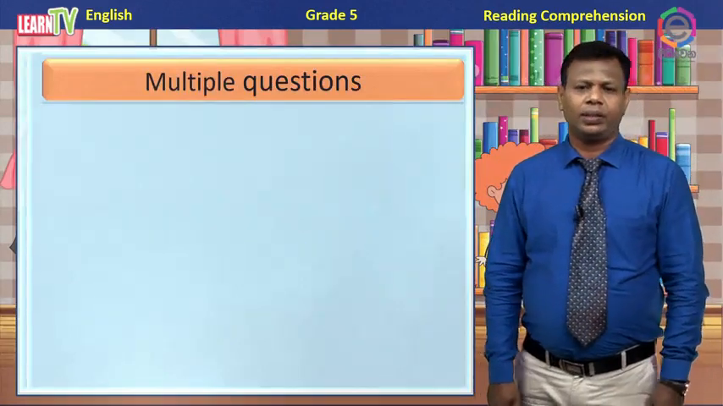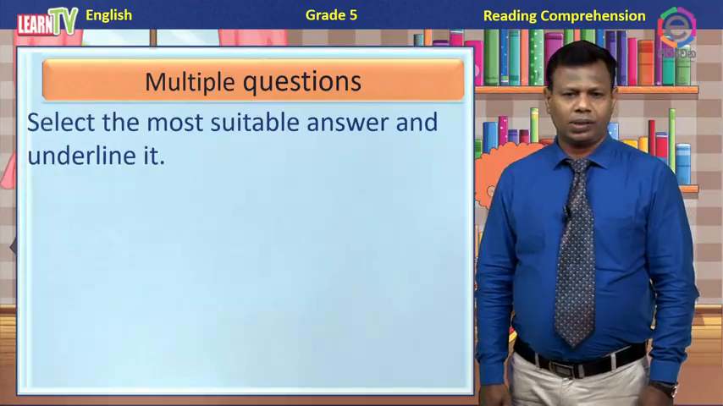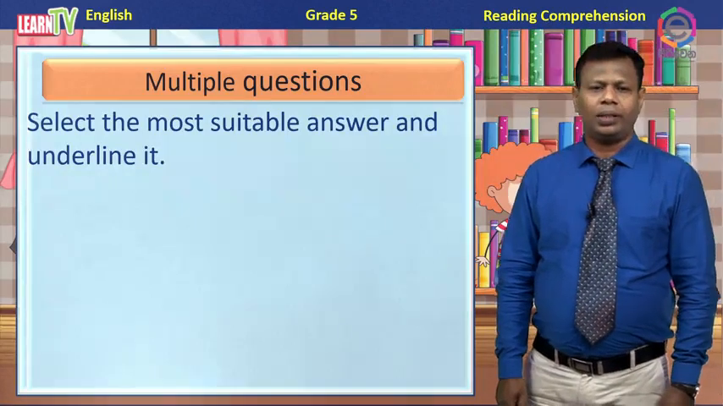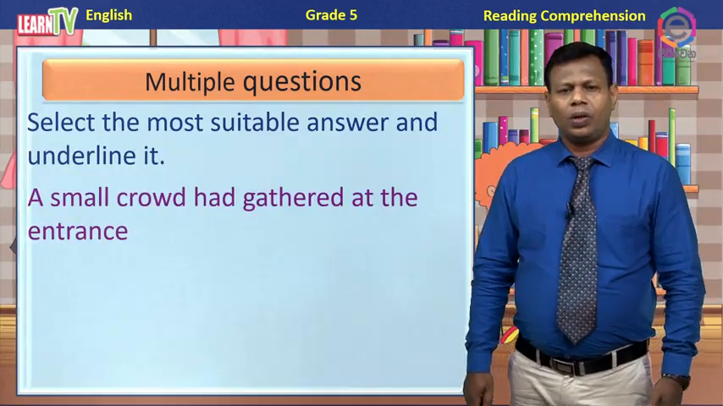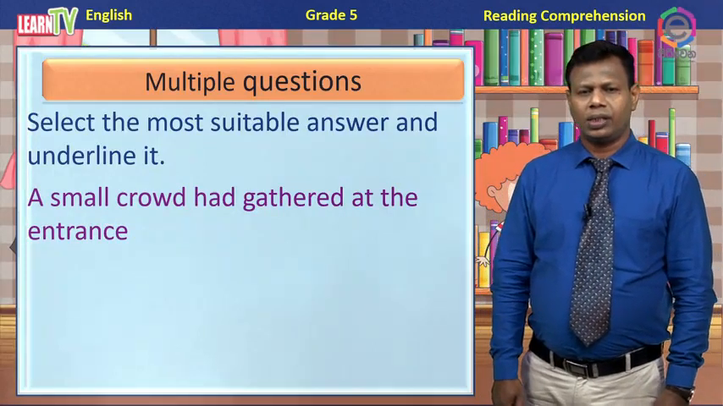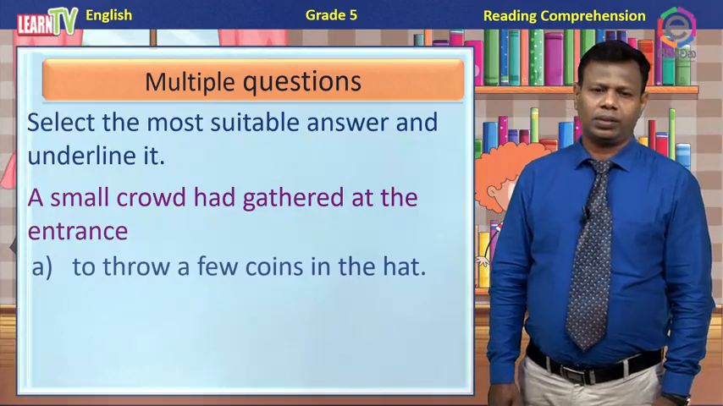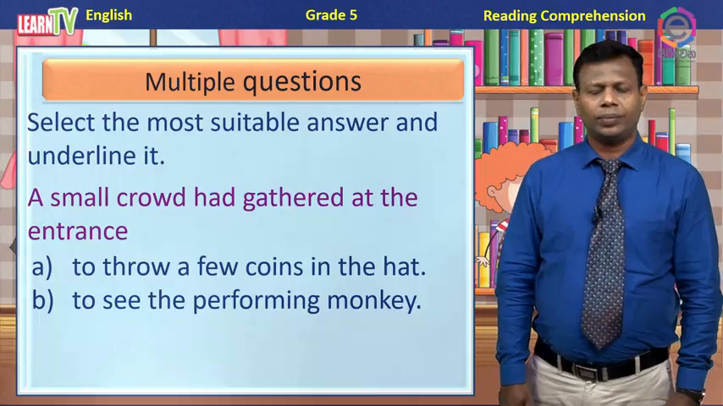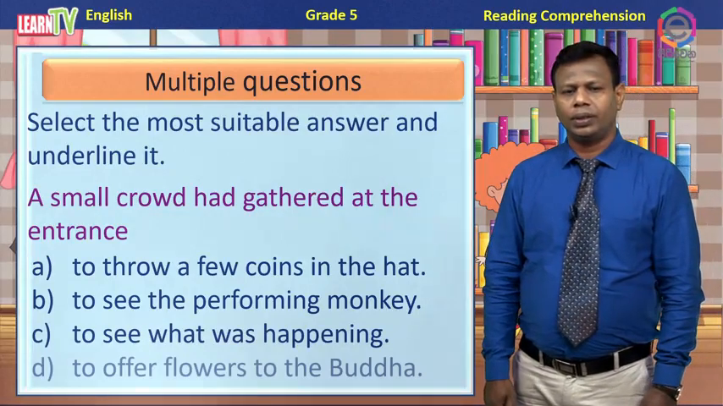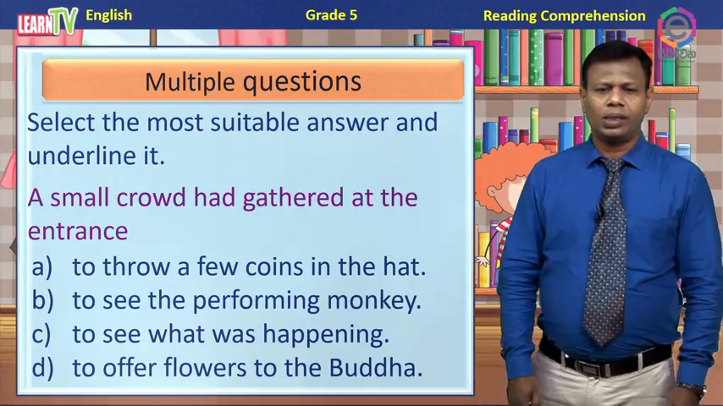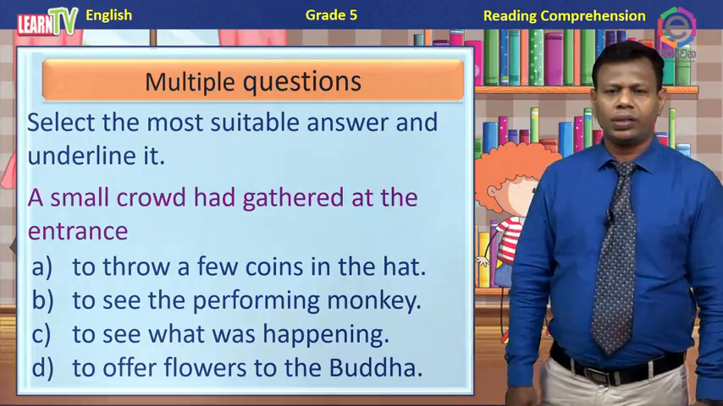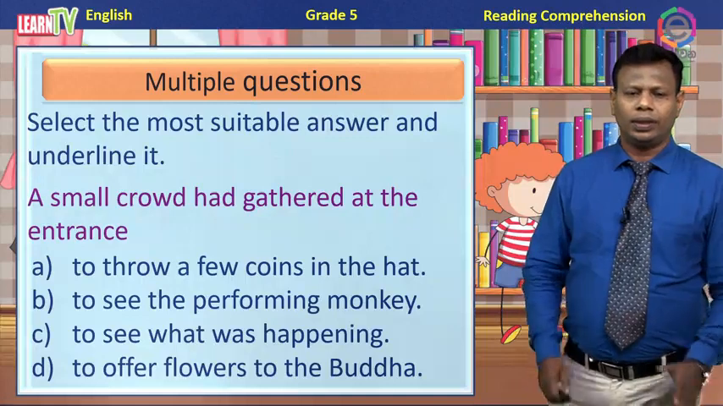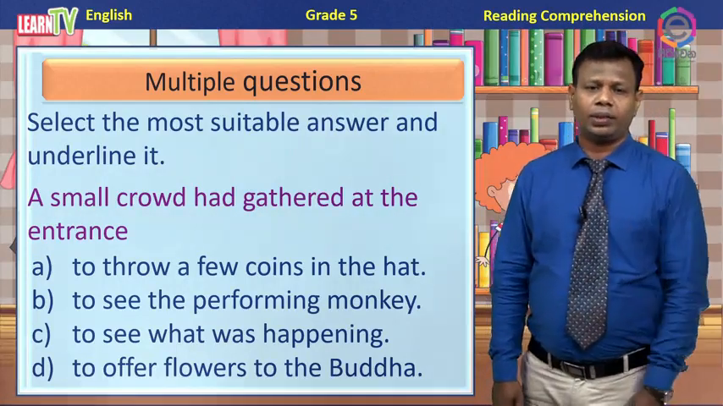Let's see another important type of questions. It is multiple choice questions. Look at this one. Select the most suitable answer and underline it. A small crowd had gathered at the entrance to throw a few coins in the hat, to see the performing monkey, to see what was happening, to offer flowers to the Buddha. Then you have four answers to select one.